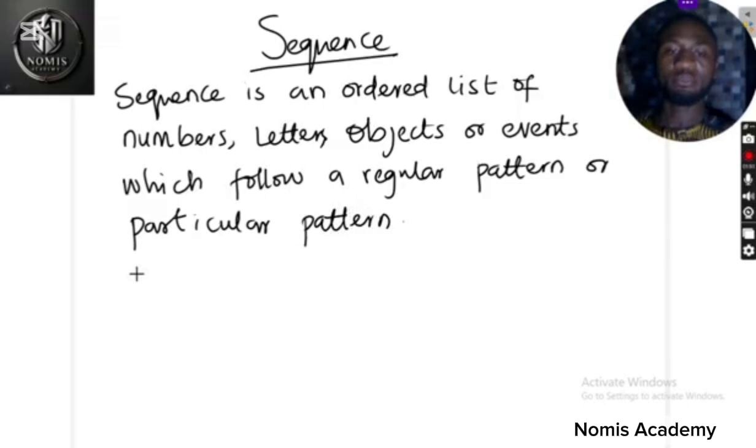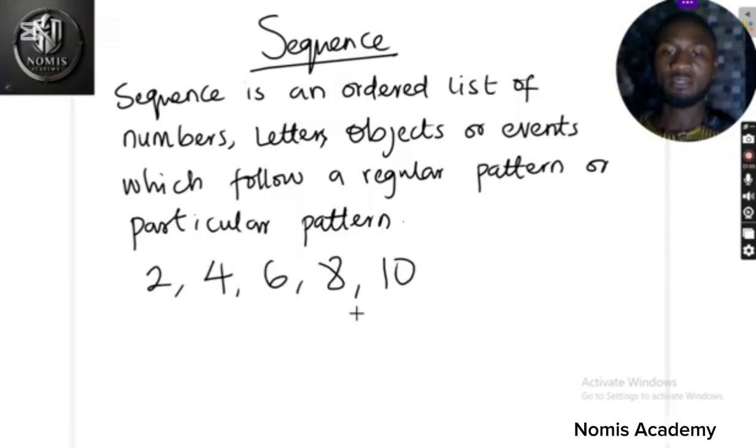For example, check this out. If I have 2, 4, 6, 8, 10, this is a sequence of numbers such that the consequent number after one is an addition of 2 to that number. 2 is added to 2 to get 4. 4 is added to 2 to get 6. 6 is added to 2 to get 8. So it follows a regular pattern of plus 2.